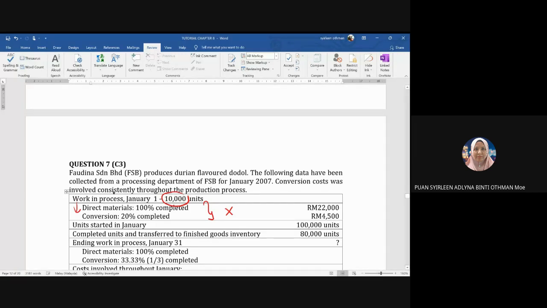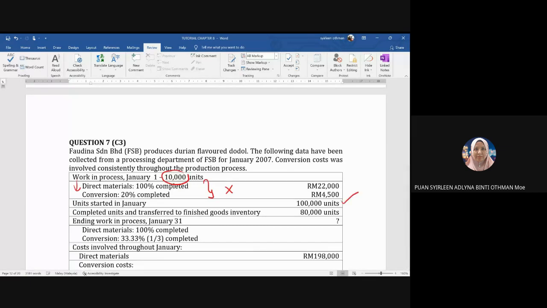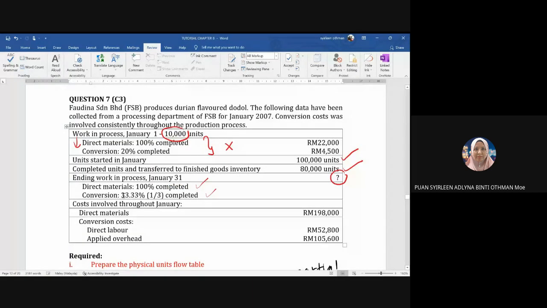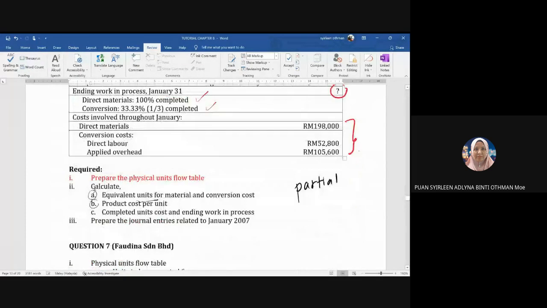Okay, alright. Unit started. Unit completed, transferred out. Okay, and then ending work in process, yang ni tak tahu, kena kira. Okay, so direct material is 100%. Yang ni conversion cost is 33.33% ataupun 1/3. Okay, and then yang ni costing lah. Okay, kita nak prepare physical unit flow. Maknanya not the whole table, physical unit flow sahaja.